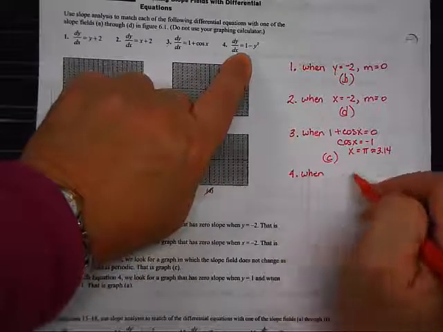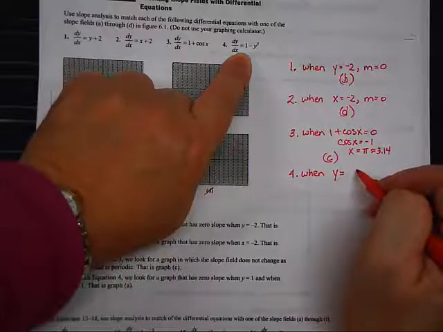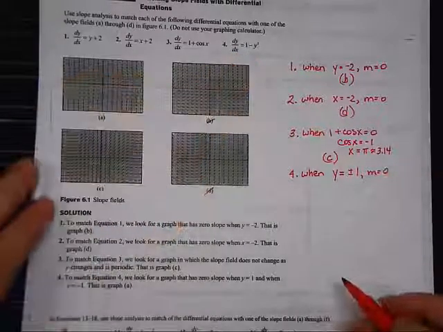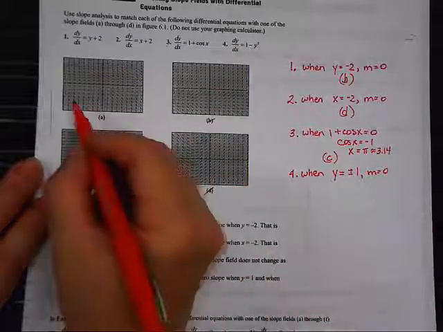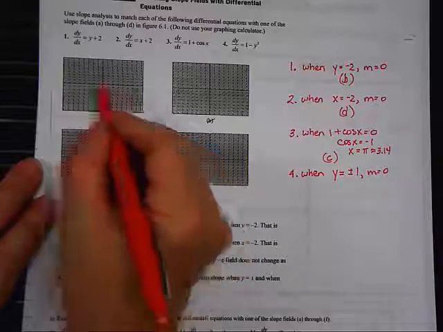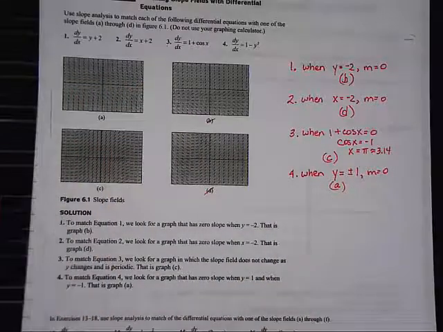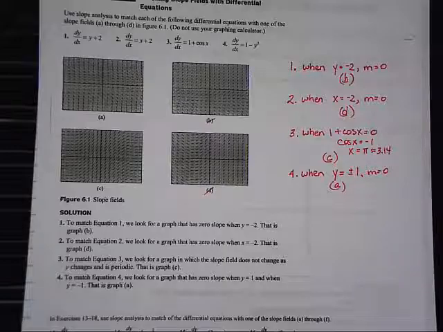When what equals what? You tell me. Y equals plus or minus 1, the slope equals 0. So, this one needs 2 flat lines. One at -1, right here. One at +1, right there. So it has to be A. Well, A is the only one left anyway. Now I proved to you why it's A. Do you have any questions?